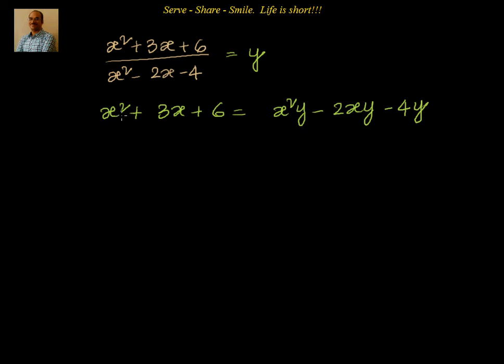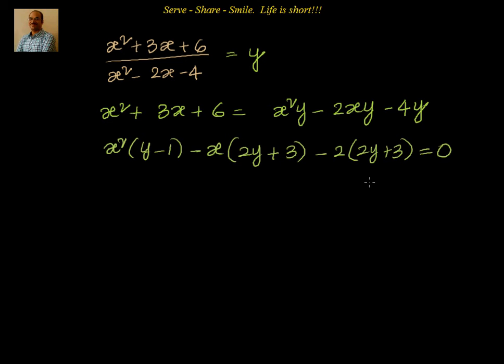Now try to make it a quadratic equation by moving everything to one side. I will have x² (y − 1) minus x into (2y + 3), because this 3x will become −3x, taking x common. Then I will have −4y − 6, so can I say −2 into (2y + 3). This is the equation which is equal to 0.